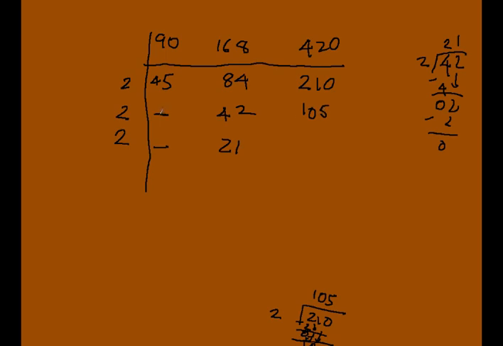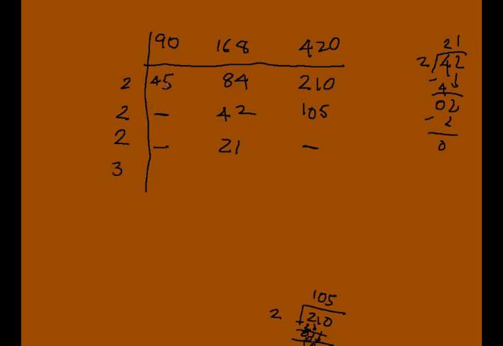Can we do 105 with 2? No, because the last number doesn't end with a 2, a 4, a 6, an 8, or a 0. So we can't, so we put a line here. Can we do 2 again? 2 doesn't go into 45 because of the last digit. 2 doesn't go into 21 because of the last digit here again. And 2 doesn't go into 105 like we said before. So we have to move on to the next prime number, which is 3.